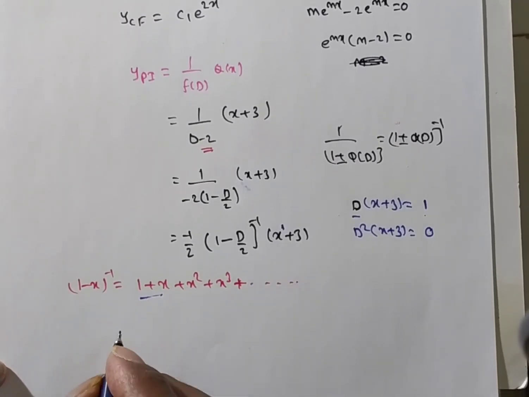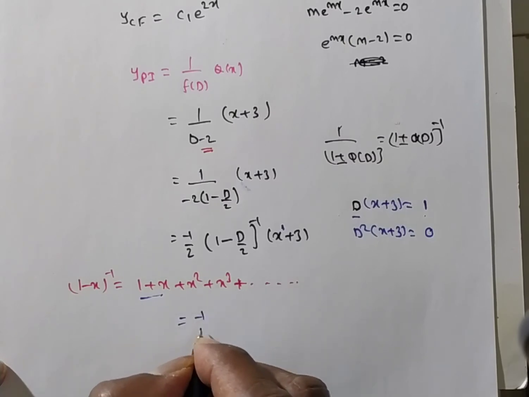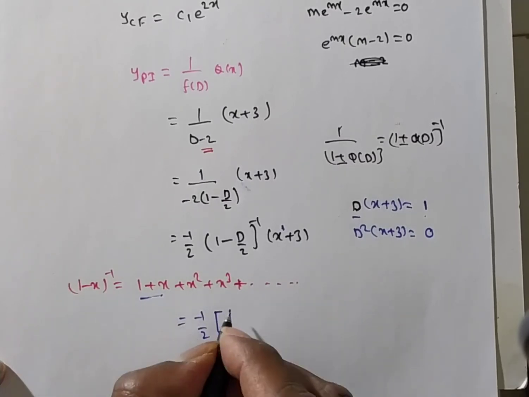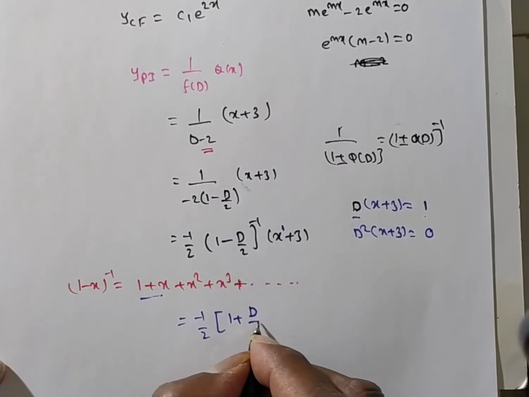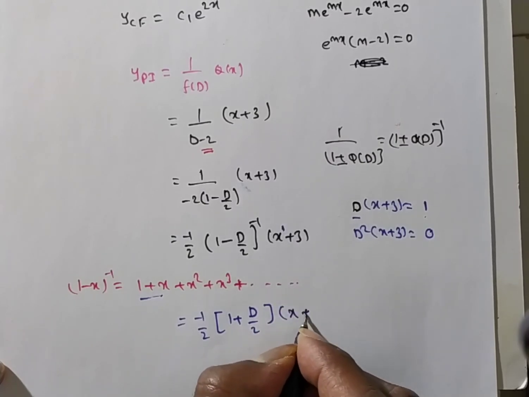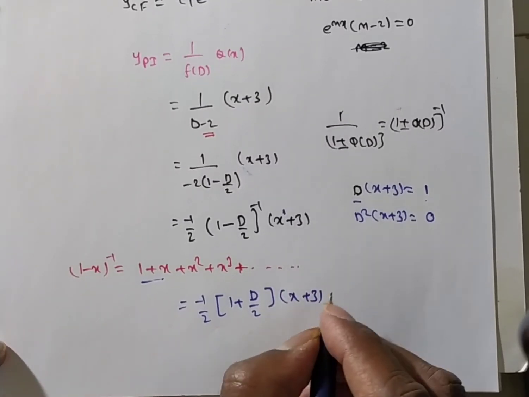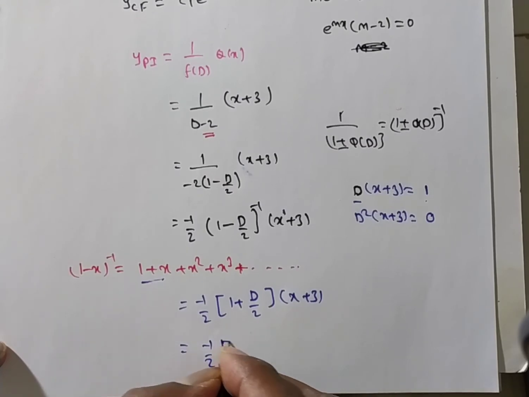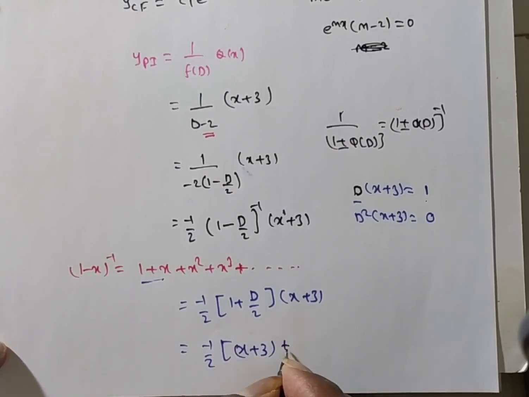Only D is enough. Now you can write -1/2 times (1 + D/2) into (x + 3). That's it. Now you multiply inside. Then you will have -1/2 [(x + 3) + 1/2 times the derivative of x], and the derivative of x is nothing but 1. That's it. Okay, this is the particular integral.